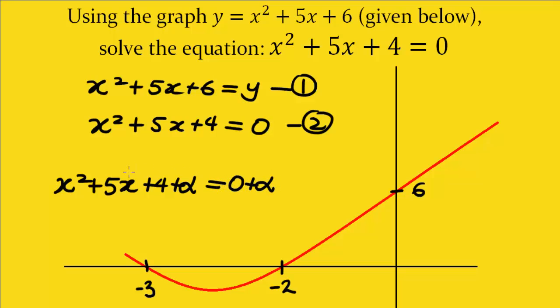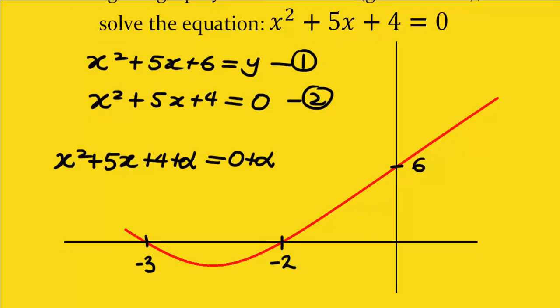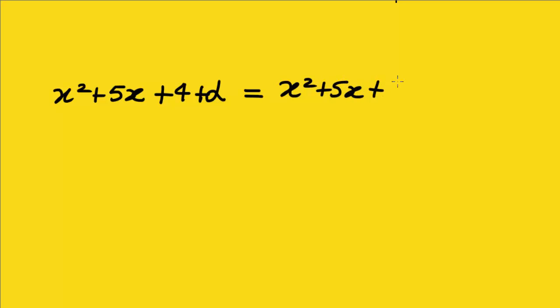And this term is going to cause the new left hand side to equal the left hand side of the given graph, i.e., x squared plus 5x plus 4 plus alpha, which is the new left hand side, will now equal the left hand side of the given graph, which is x squared plus 5x plus 6. So alpha is a term you add to the left hand side of the given equation that will cause it to be equal to the left hand side of the given graph.